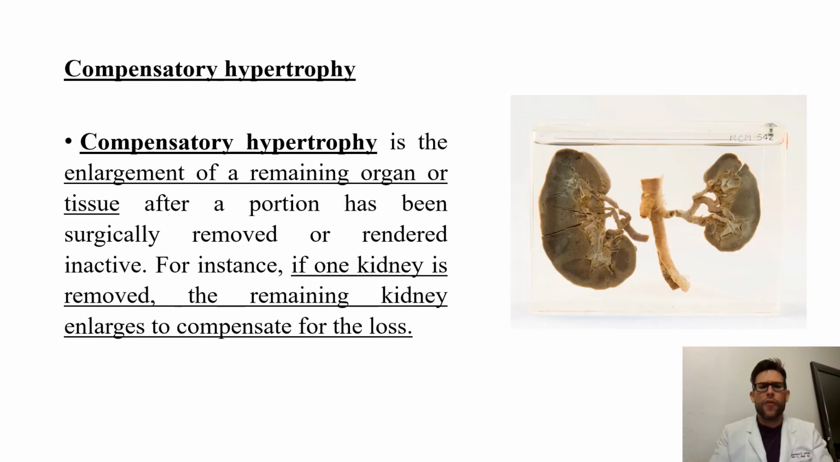Now, there is also what is known as compensatory hypertrophy, and a good example of this is in the kidney. People have two kidneys. If one kidney is surgically removed, the remaining kidney will increase in size as a compensatory hypertrophy.